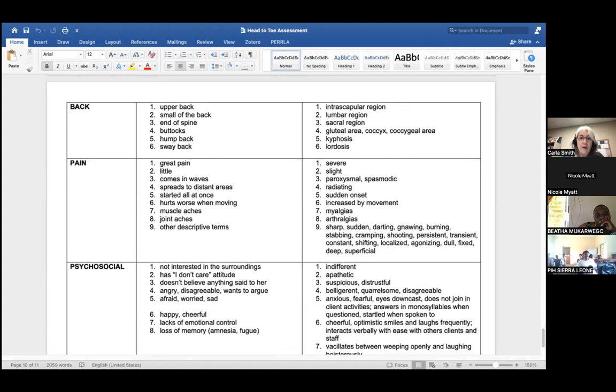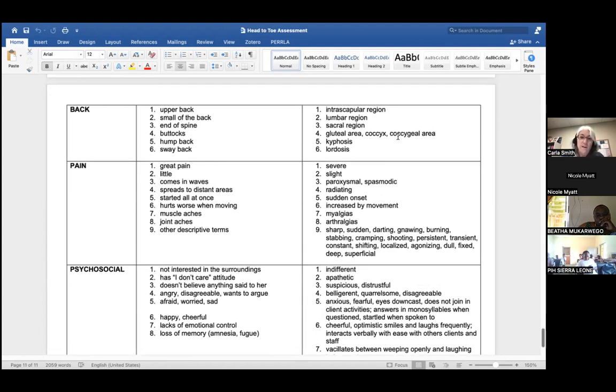Looking at somebody's back, again, just really focusing in on the different regions: lumbar, sacral, interscapular. Do they have kyphosis, a humpback as they're leaning forward, or a swayback, a lordosis?